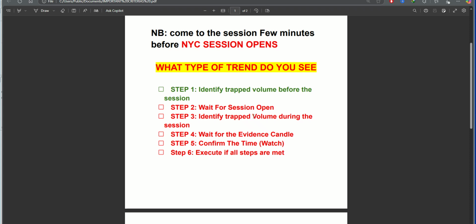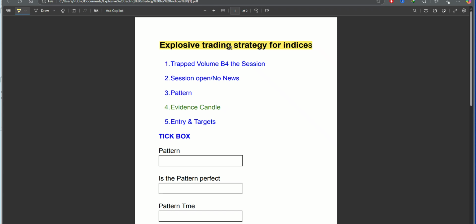You need to know, if this happens, I'm gonna do this. If this doesn't happen, I'm not gonna do anything. This is highly important. As you can see here, we will be looking at the most explosive strategy for indices. I use it for US30, NAS, and the Dow. Okay, and as you can see, these steps are simple and straightforward. These are the steps we follow each and every day.